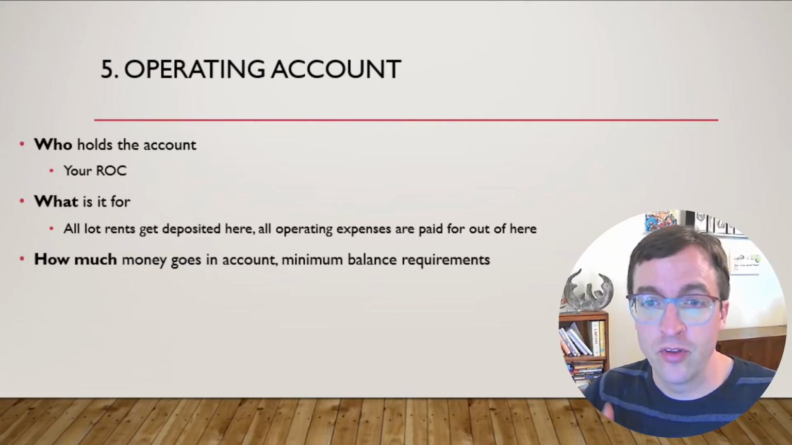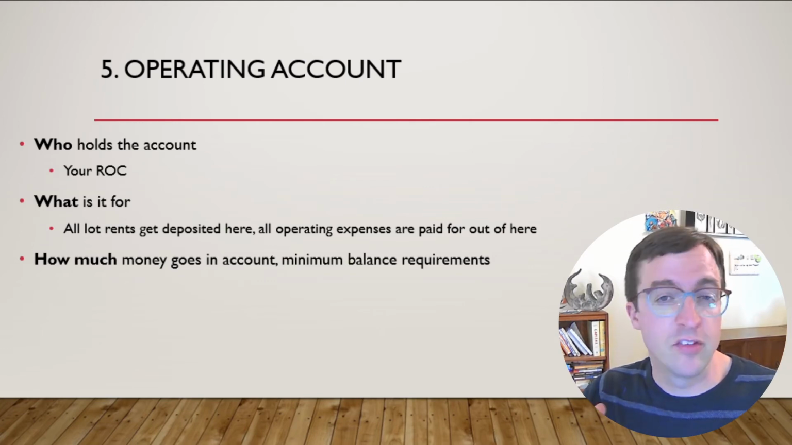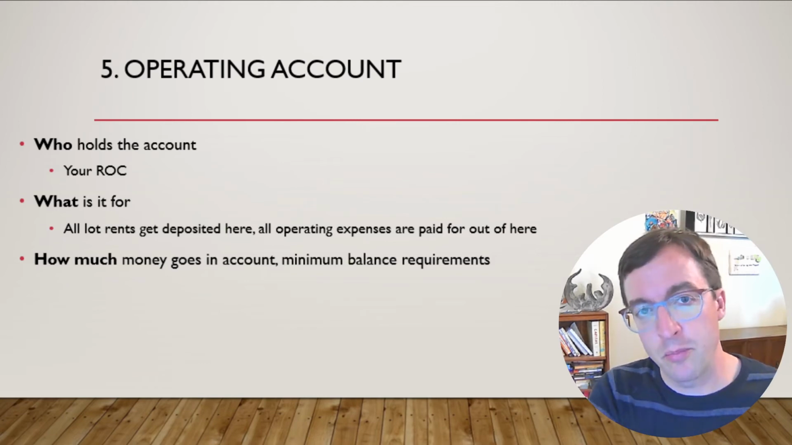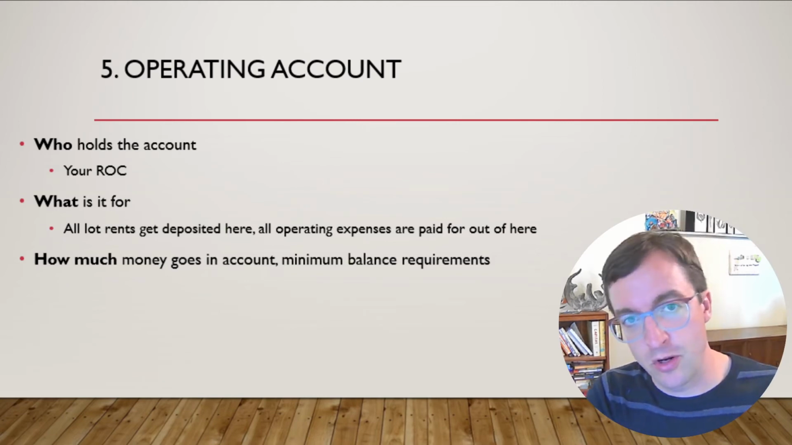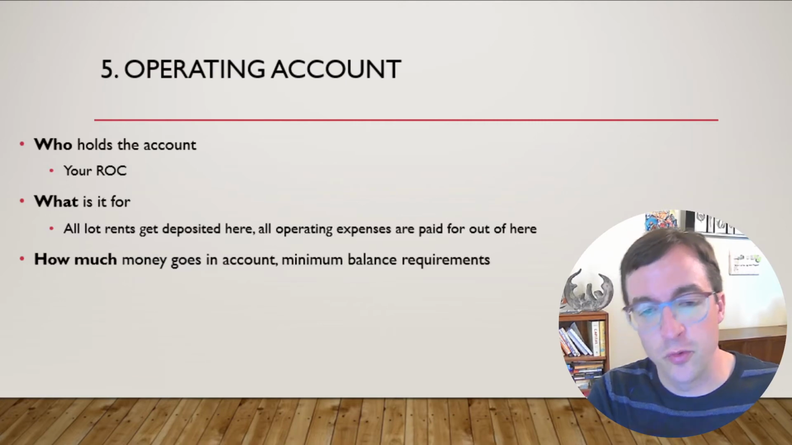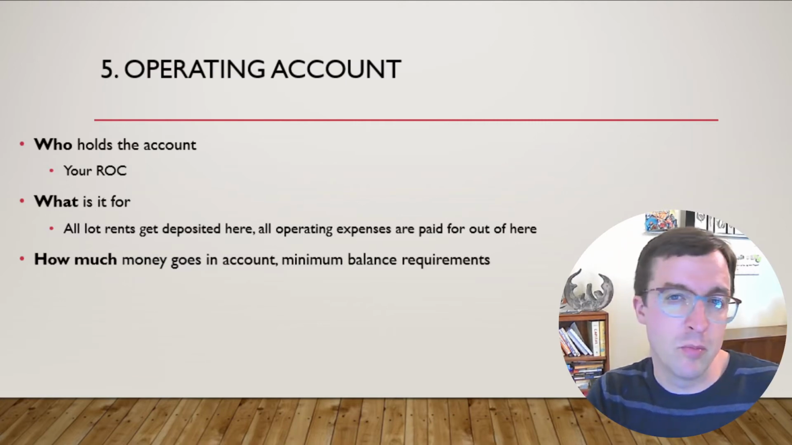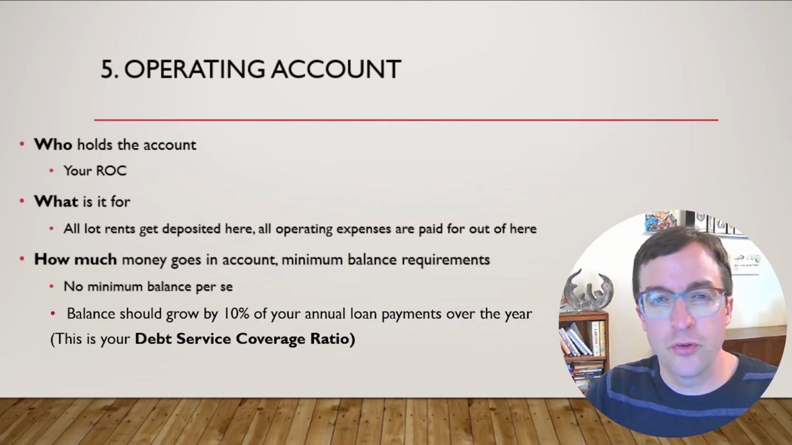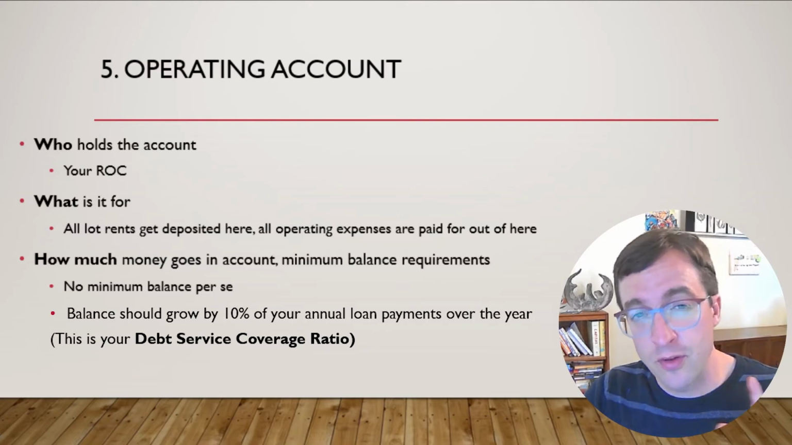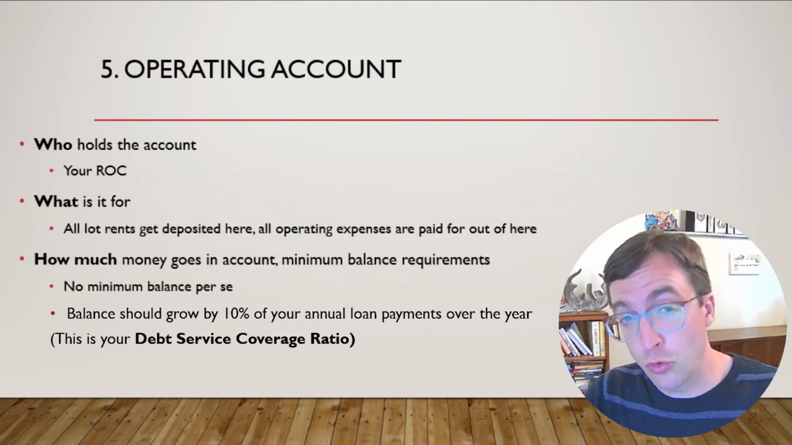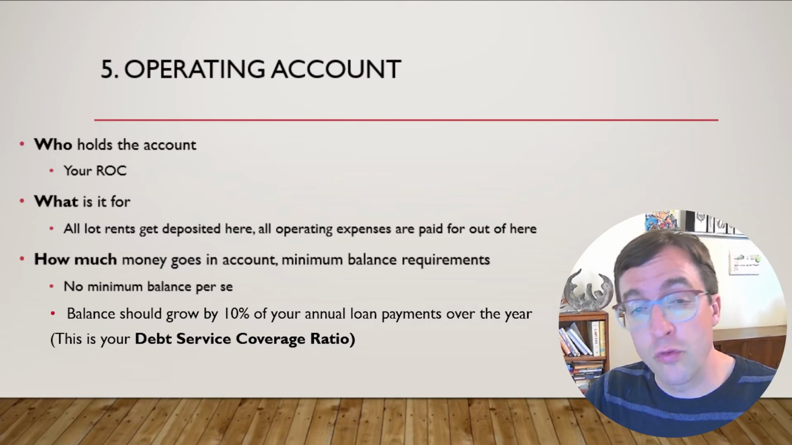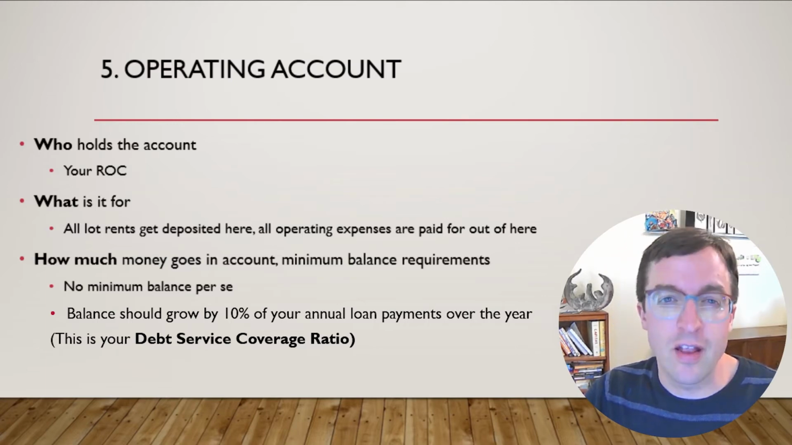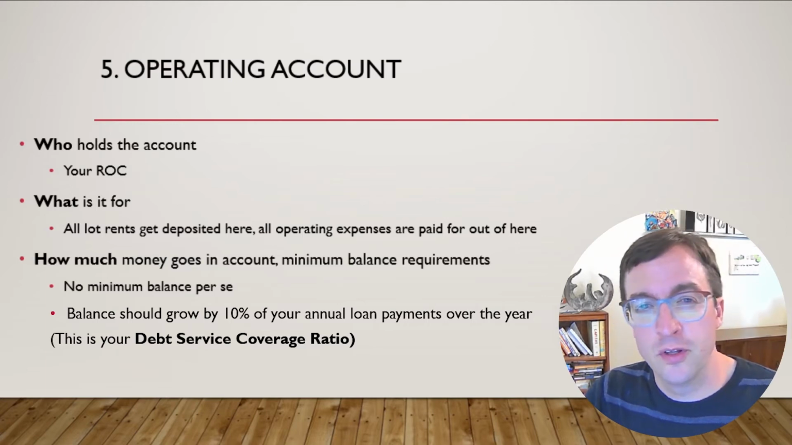Two months' cushion just sitting there to pay for things just in case something bad happens. You're covered. Plus you'll have the working capital fund put aside that we talked about already, and then the debt service fund. So shoot for 2 months of minimum balance if you can. Also, there is a requirement, even though it's not for a minimum balance, to grow the balance of this account over the course of a year, which is called a debt service coverage ratio. I'll do a separate video on that.